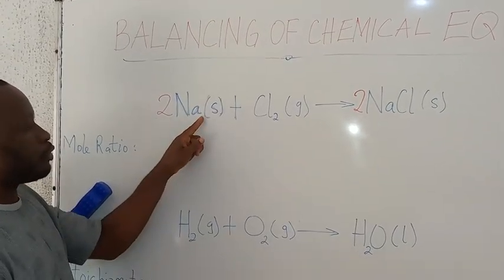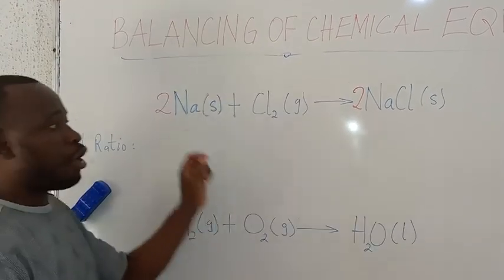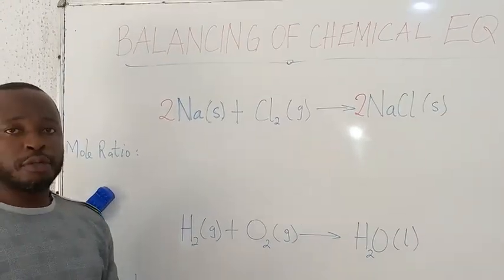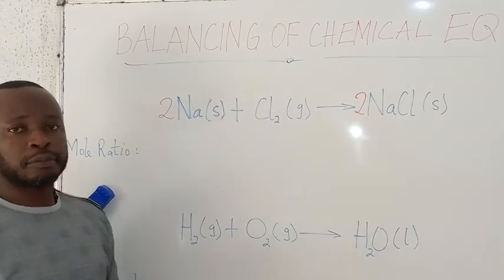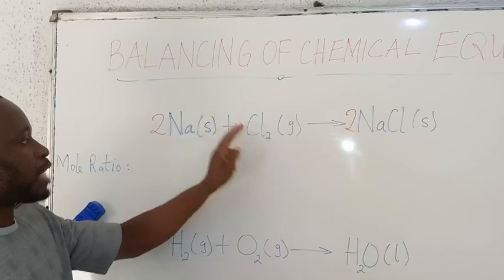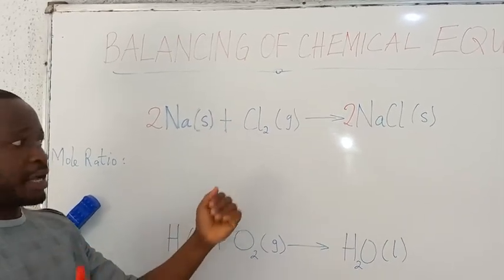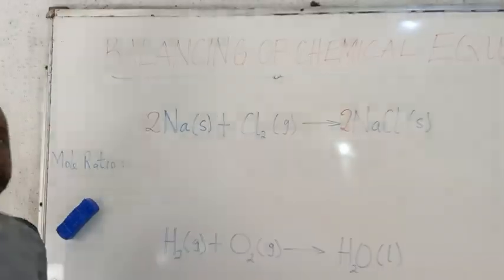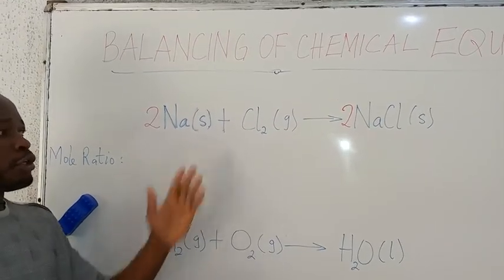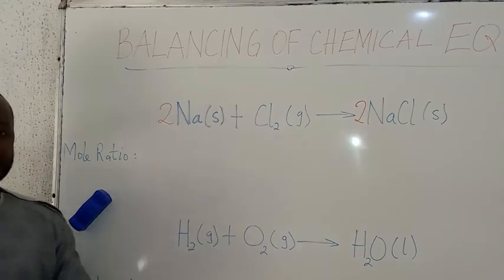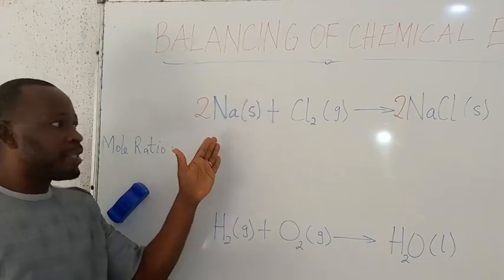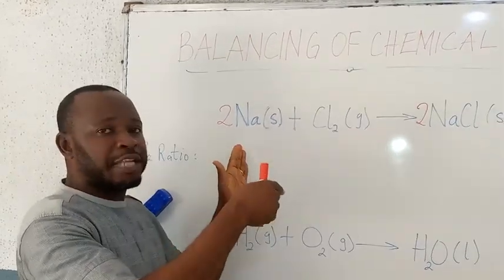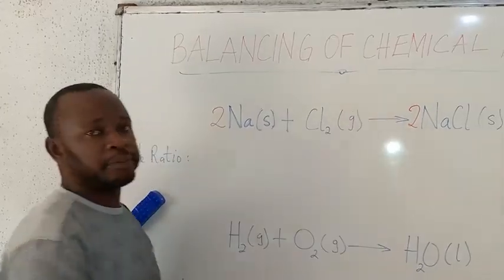2 times 1 here, 2 atoms of sodium on the reactant side. On the product side, 2 times 1, 2 atoms of sodium on the product side. So sodium is balanced in this equation. What about chlorine? 2 times 1 here, 2 for chlorine on the reactant side. Then 2 times 1 here, 2 for chlorine on the product side. At this point, the chemical equation is balanced because the number of atoms of each element in this chemical equation on the reactant side is the same as the number of atoms of that same element on the product side.